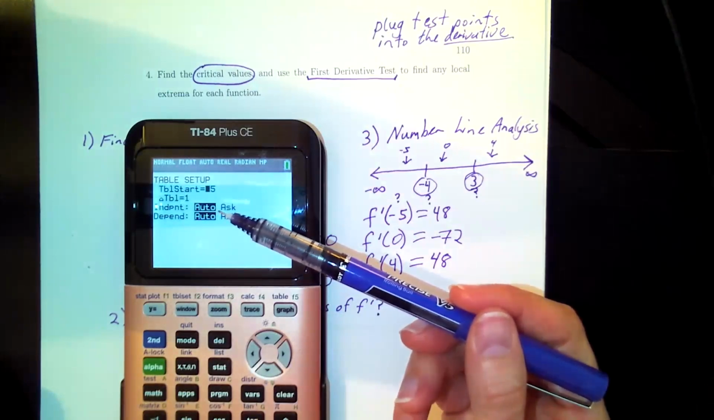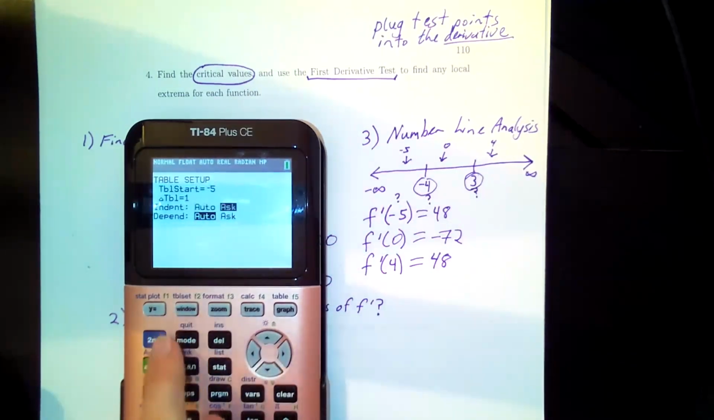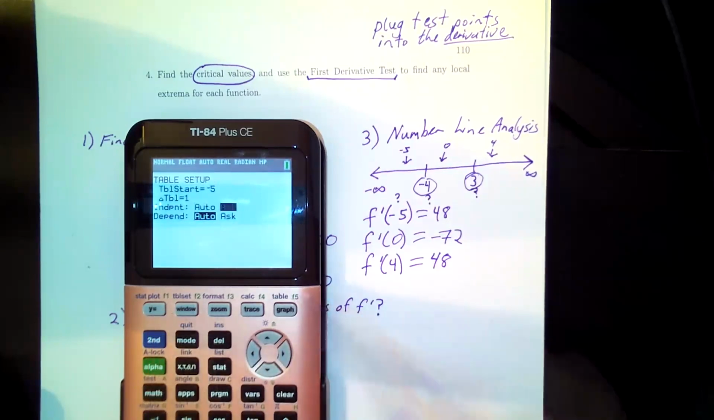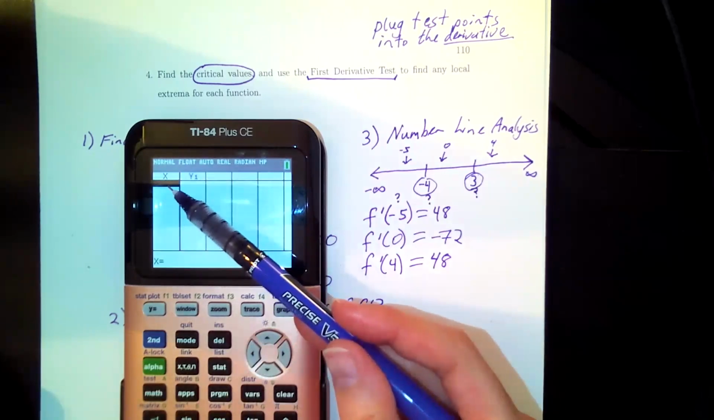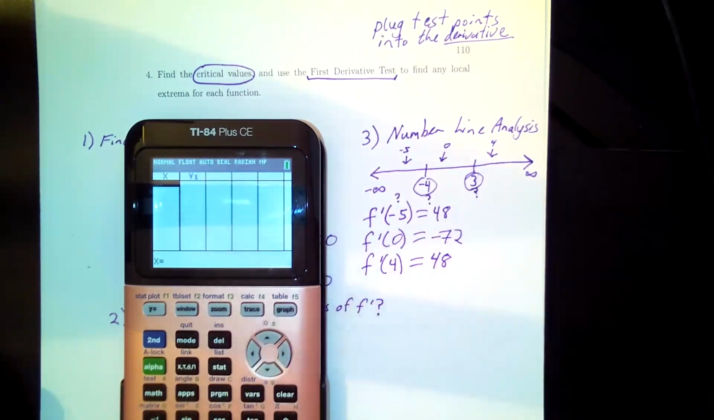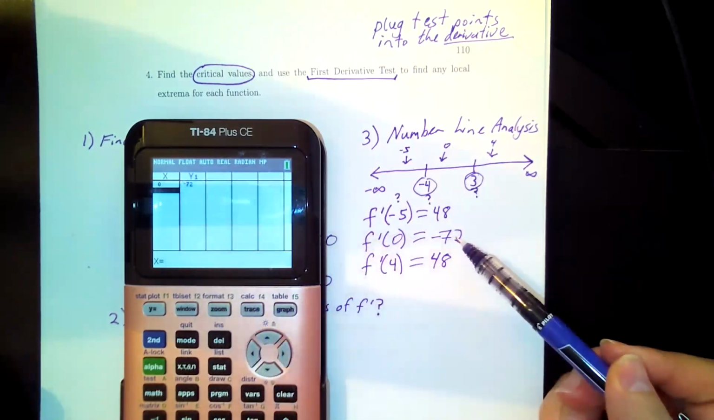But what if I want to put in exactly the x value I want? Maybe it's a decimal x value. Then you can switch down here, this independent variable, from auto to ask, so that when you go to your table again now, second graph, your table is now blank. That's because it's waiting for your input to plug in your x value. So if I plug in 0, you hit the 0 key and then press enter, it gives you the derivative value I found, -72.